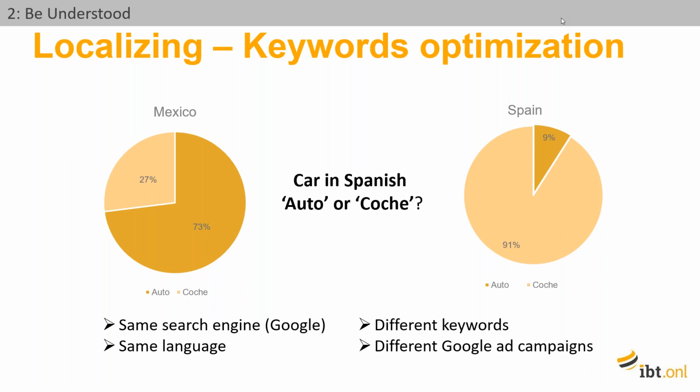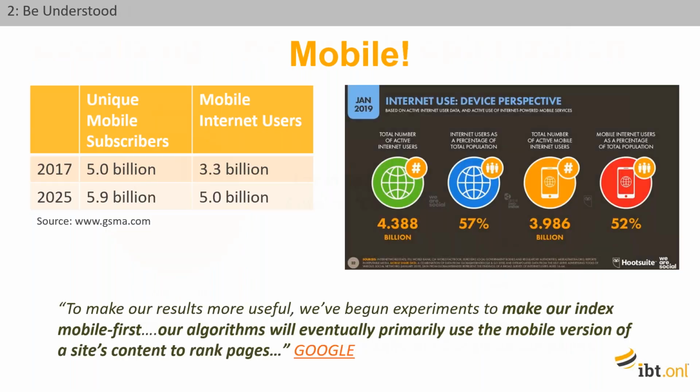So if you're in the automobile sector, car is going to be one of your main keywords that you're going to have to get right. Are you targeting Spain, where the word is coche, or Mexico, where 73% who go on the internet look for auto? So it's the same search engine. It's Google in both cases. Supposedly the same language, different keywords, therefore different Google ad campaigns. So for that.